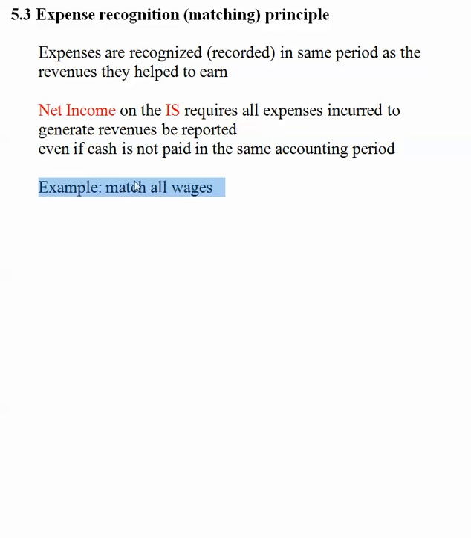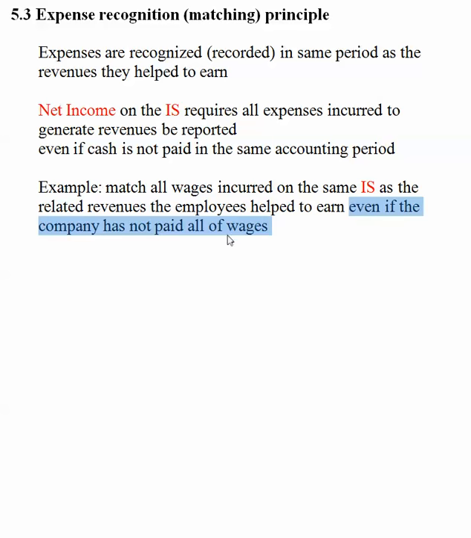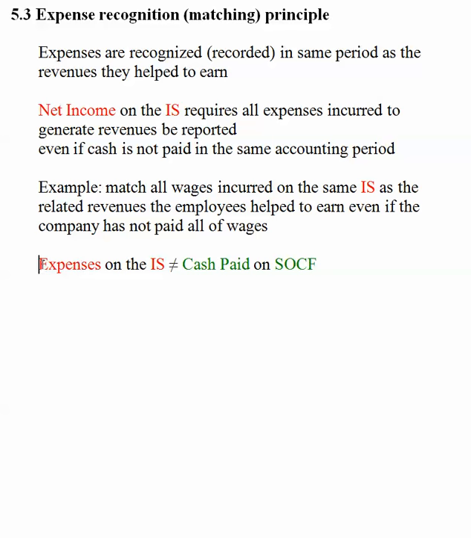So let's go through an example. We want to match all the wages that were incurred with the revenues that those wages help generate. We want to record all the expenses with the related revenues. So if you have employees who've worked for you, you want those wages on the income statement in the same period as those revenues those employees help to generate. This is the case even if the company has not paid all those wages. So because of that, like with revenue recognition, you'll have expenses on your income statement, but you won't have the corresponding cash on the cash flows.